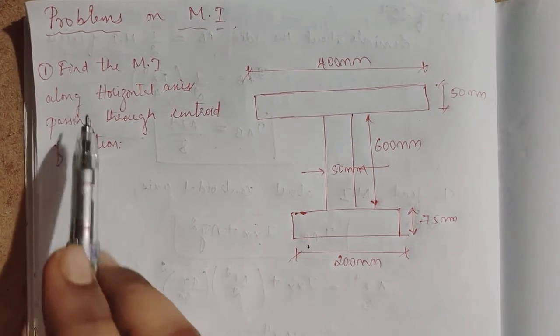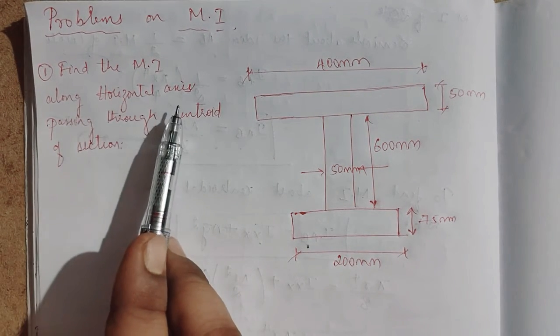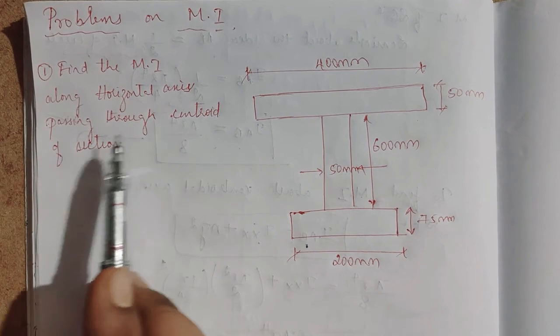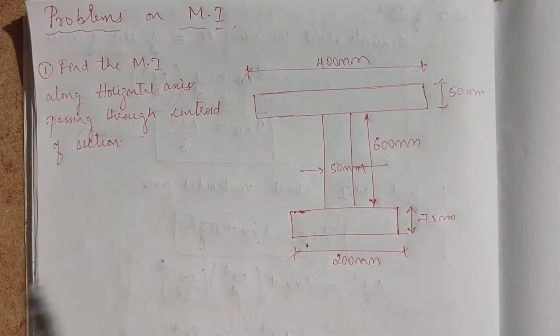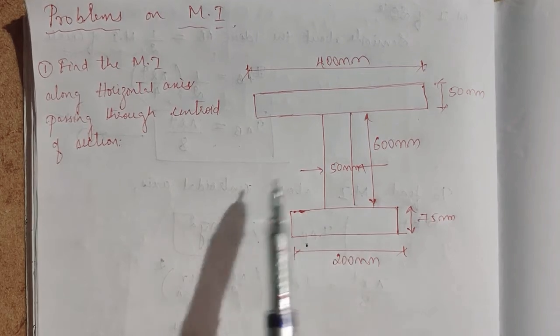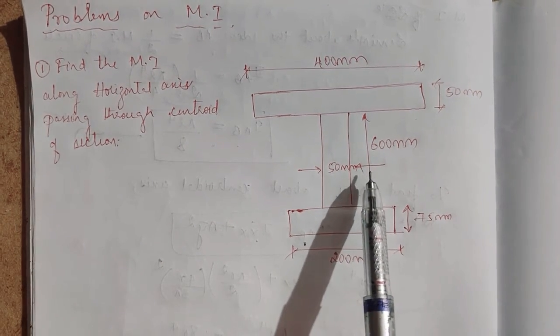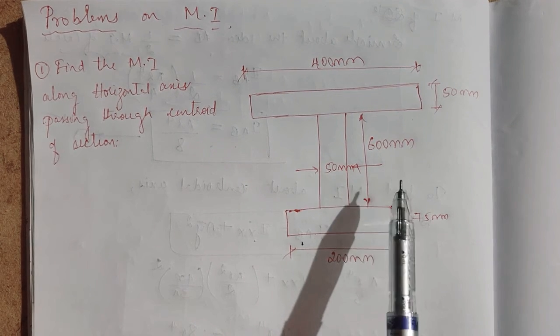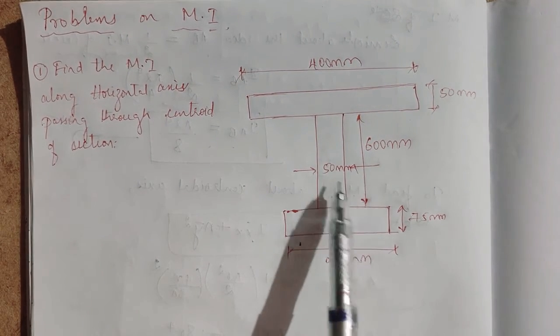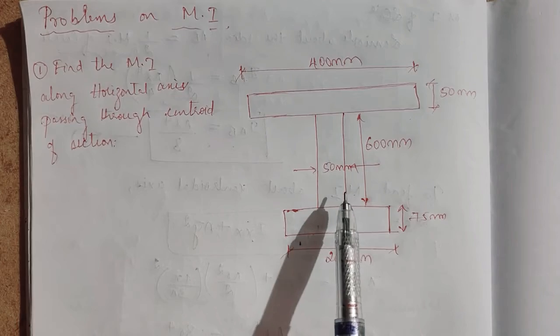So see here, find the moment of inertia along the horizontal axis passing through the centroid of the section. So we have to find the moment of inertia of this section, passing through the centroid of the section. We don't actually know where the centroid is, so we have to find the centroid.